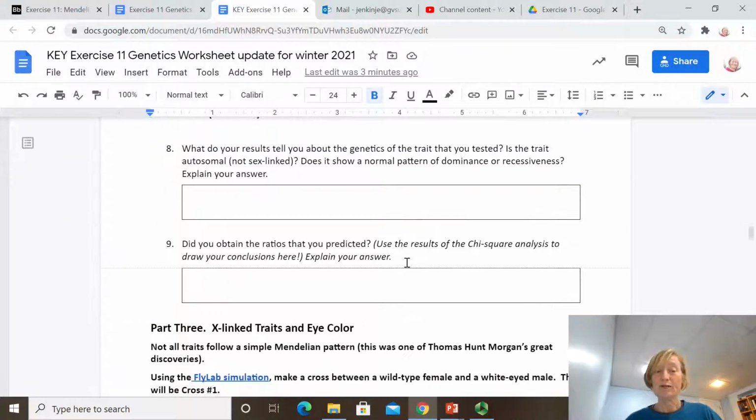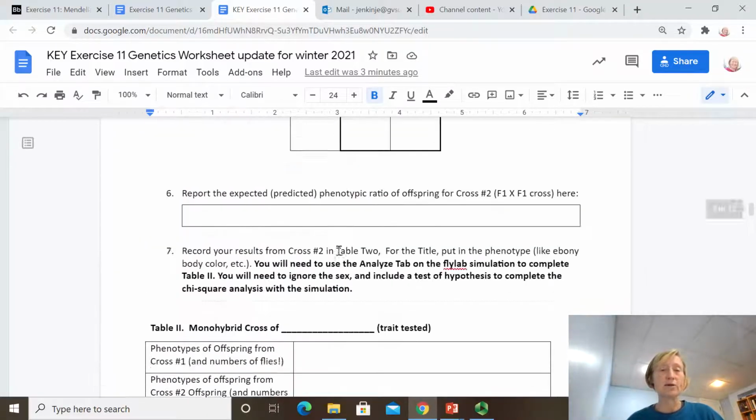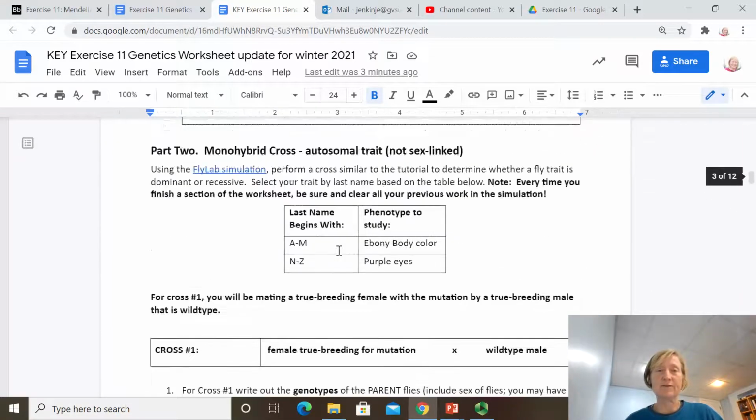Okay, then we'll move into sex-linked traits and eye color using the flylab simulation. You'll see that parts 3 and 4 are set up fairly similarly to part 1. So let's go back and take a look at the specifics of this part, the monohybrid cross. It says that we are going to use the flylab simulator, and we're going to study different traits depending on what your last name is.